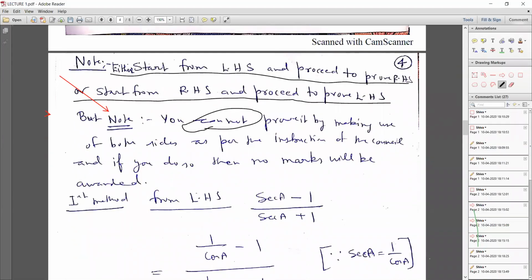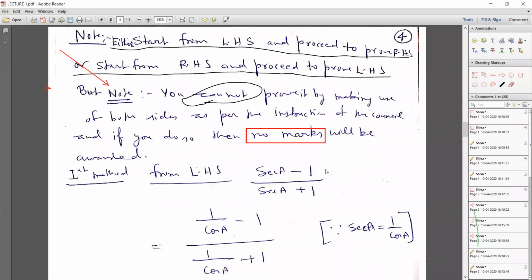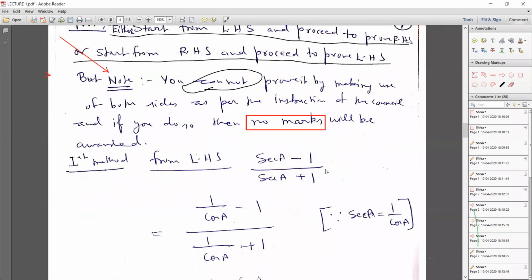So always try to proceed either from the left hand side and come to the right hand side, or from the right hand side and come to the final result of the left hand side. But you can't take both the sides together, because it was decided in the council meeting also. Okay. And no marks will be awarded. I'm talking in case of identities.